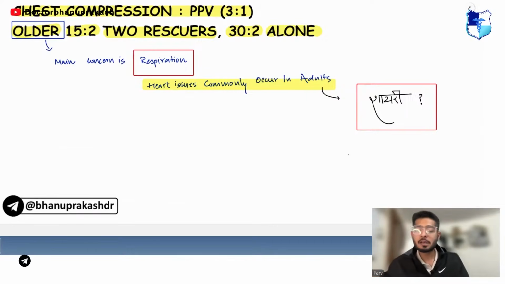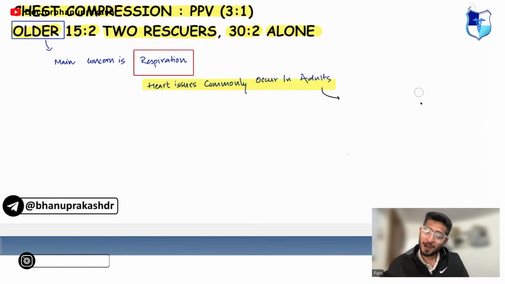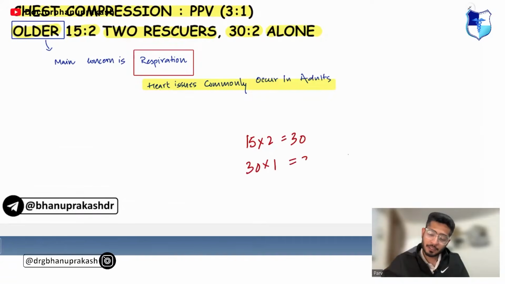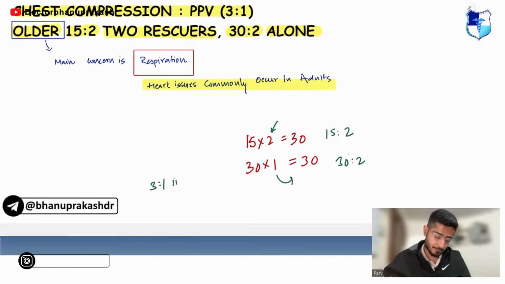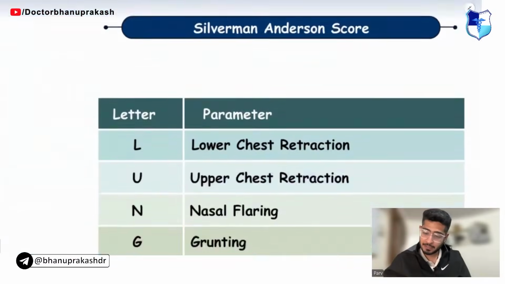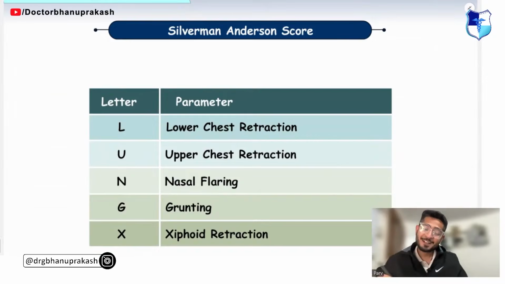It's just that if there are 2 rescuers, 15. If there is 1 rescuer, 30. Okay, right? So how to remember this? 15 into 2 is equal to 30, and 30 into 1 is equal to 30. So if there is 1 rescuer, then 30:2. If there are 2 rescuers, then 15:2. And of course 3:1 in every 2 seconds is something which we are supposed to give.